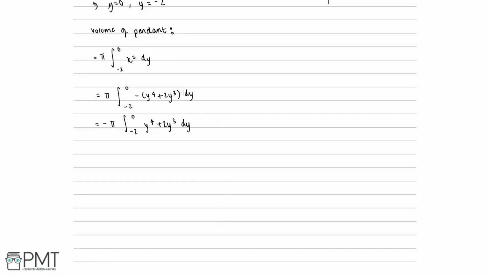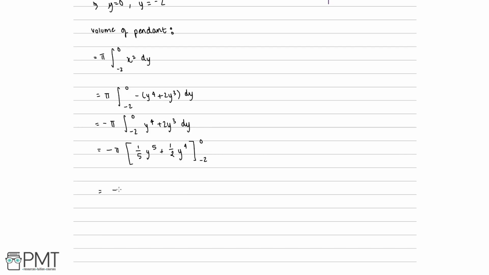And we can then integrate this integral to give you minus pi multiplied by the integral of y to the power 4, which will be 1 over 5 times y to the power 5, and the integral of 2y to the power 3, which will be a half times y to the power of 4. And this is between minus 2 and 0.